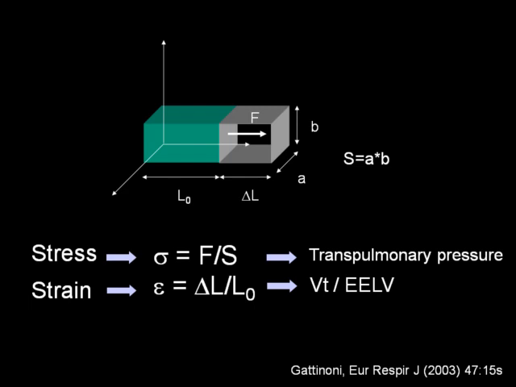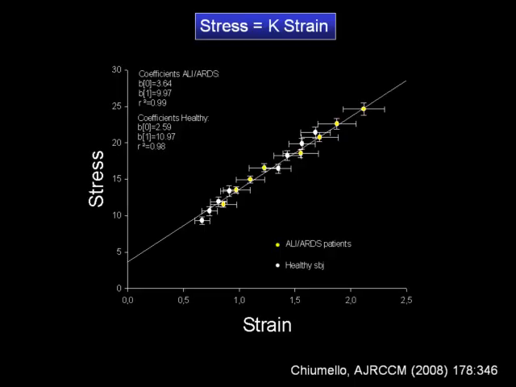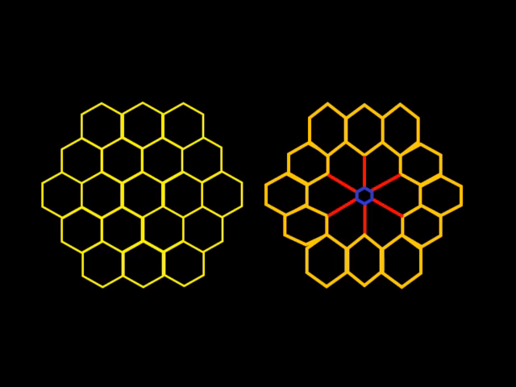Antonio talked about this yesterday, and these are important concepts, which could be, in a way, viewed as barotrauma, volotrauma, which in fact we believe are the two faces of the same coin, and this was proven by Davide Chiumello, who showed that strain and stress do have a straight linear relationship, which is based on this K, which is specific elastance. And again, Antonio talked about this yesterday.